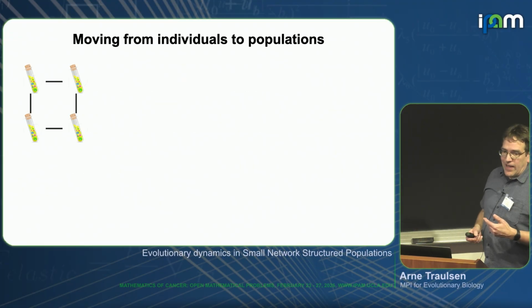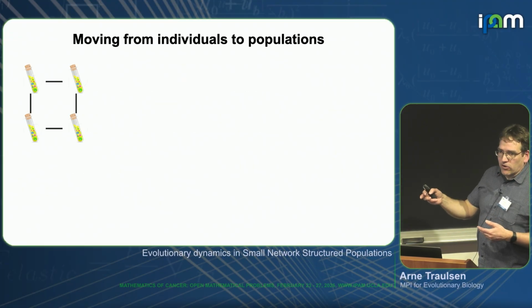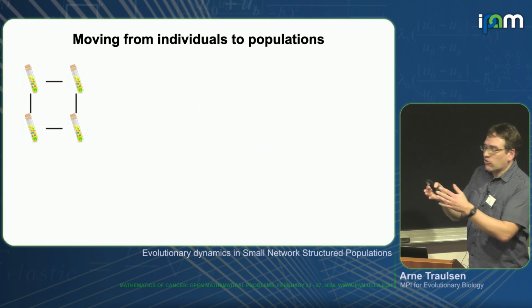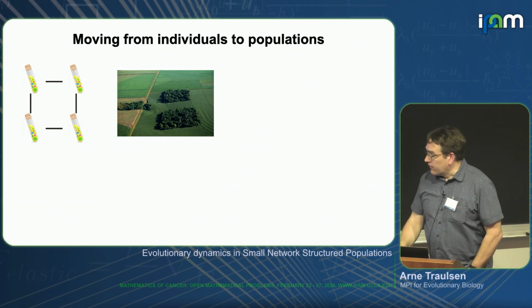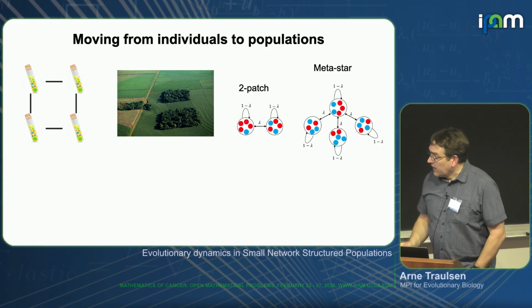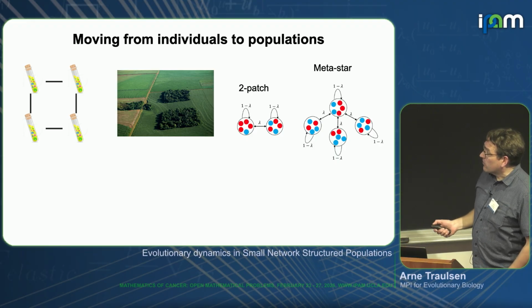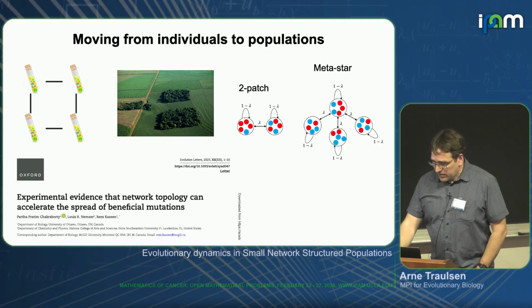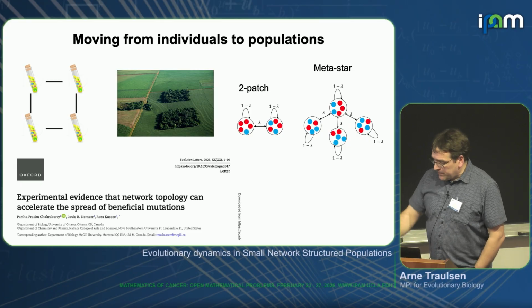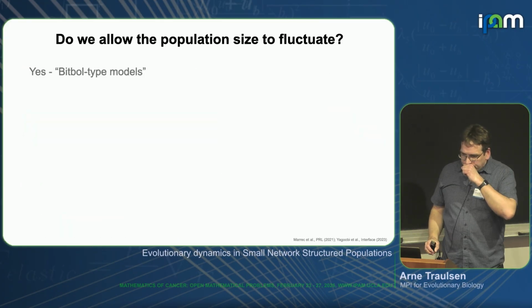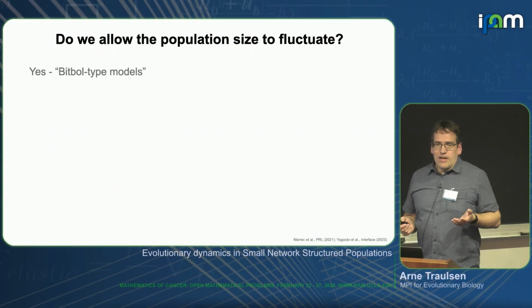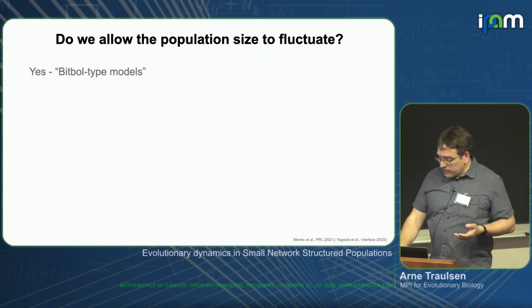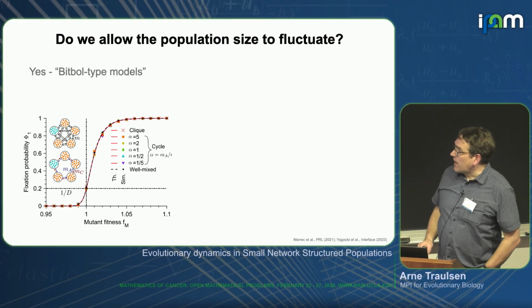And what people do for applications, in biotechnology, for example, you have different populations, say microbes somewhere. Or you have patches in ecology. And then you can look at these different structures and ask what goes on here. And there are even experiments now with microbes. And the question is, do we actually allow the population to fluctuate? And if we do this, yes, we can work with these spitball type models.